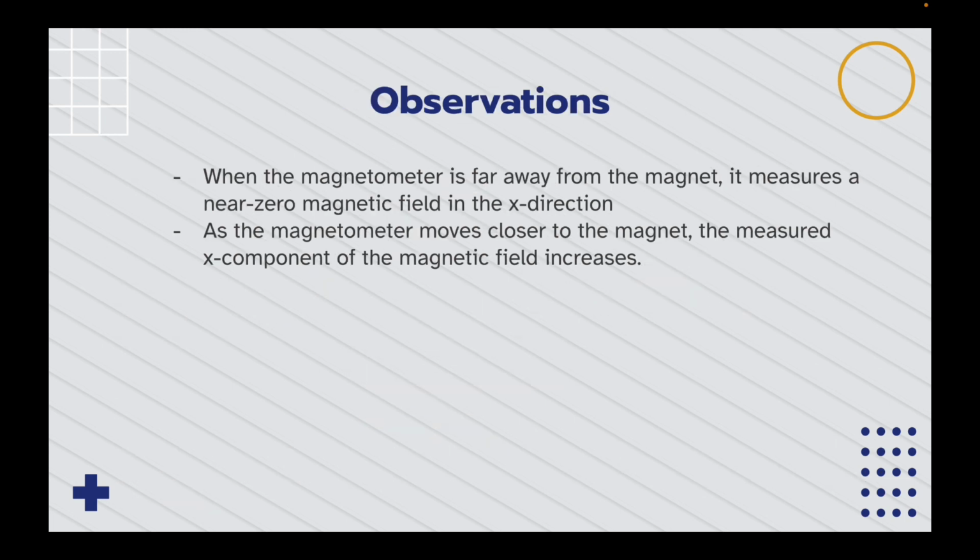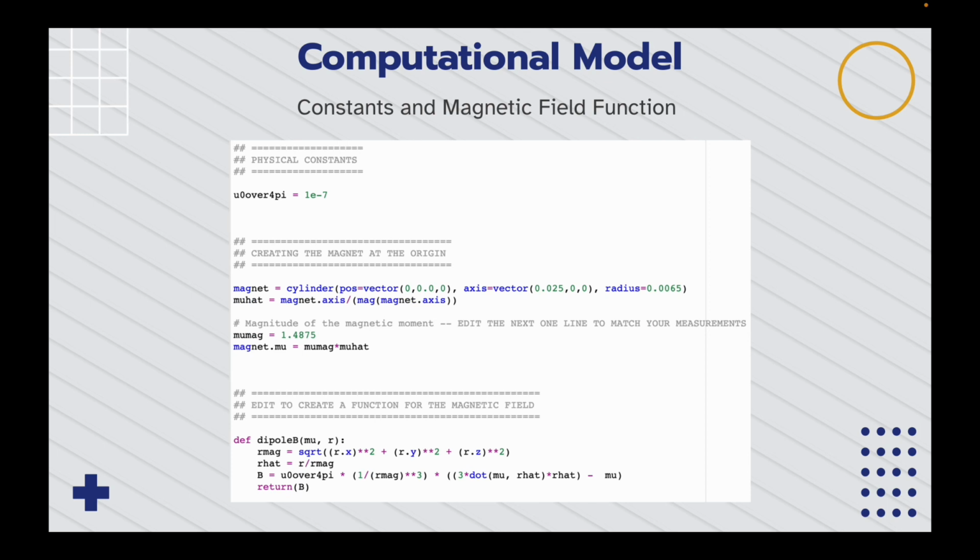From these experiments, the two main observations are noted here. The magnetic field increases as the distance between the magnet and the observation point decreases. Additionally, when the magnetometer is far away from the magnet, it measures a near-zero magnetic field in the x direction. Now we start the computational portion of the lab.